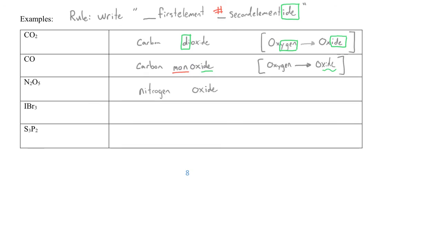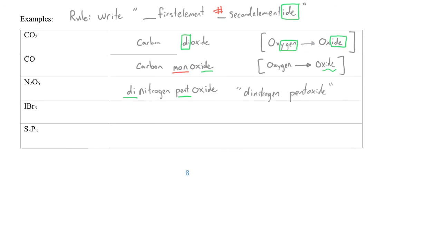What else do I need to do to complete the name? Well, that's correct. I need to put in the Latin prefixes. So what Latin prefix should we use before nitrogen? That's correct. Because there are 2 nitrogen atoms, we should have the Latin prefix di. What about the prefix for oxygen? There are 5 oxygen atoms, so we should use the prefix pent. So when all is said and done, we get the name dinitrogen pentoxide. So if you got that one right, great job. Let's try the next example.